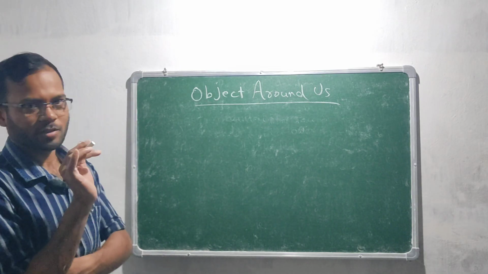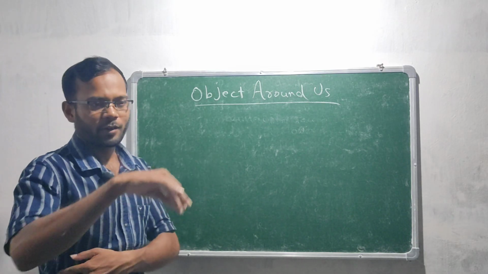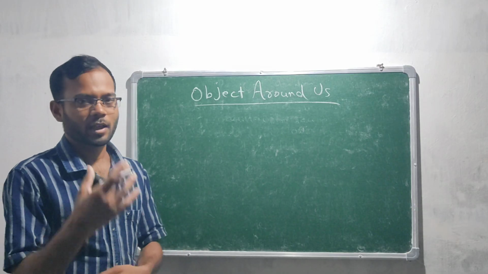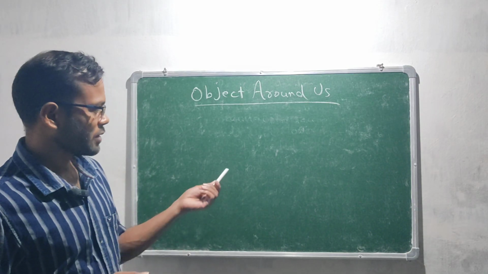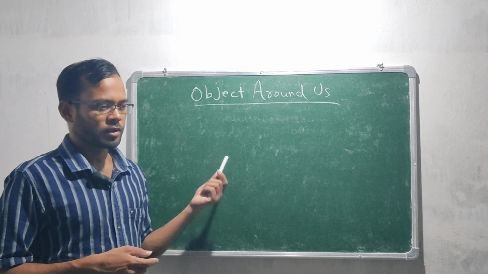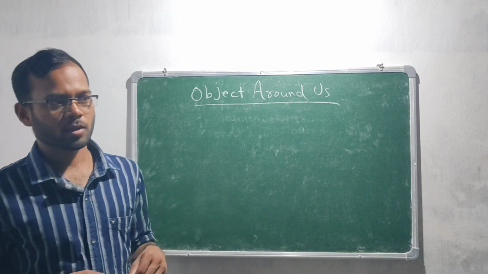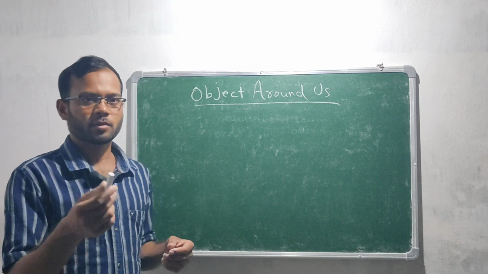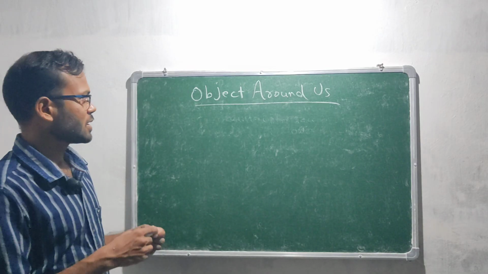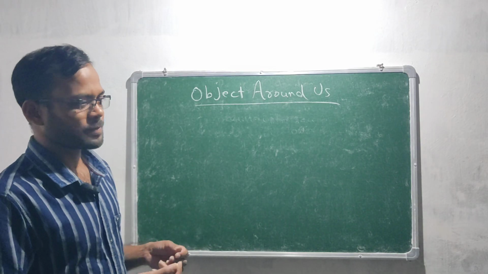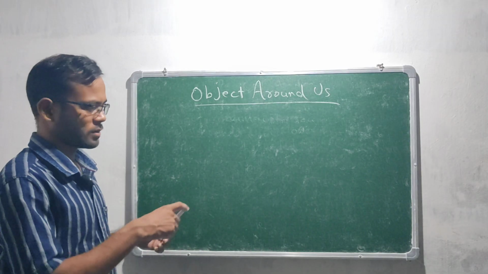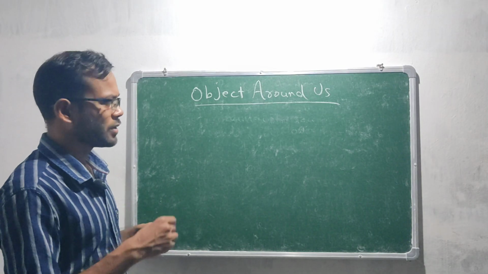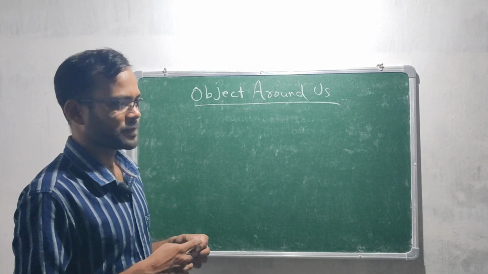So, objects around us. In our surroundings we can see different types of objects, like the stuff that I am holding right now. You can see the green board on which I am writing, the wall, the mobile phone, the camera. These are all objects. So if we look at our surroundings, we can find different types of objects.